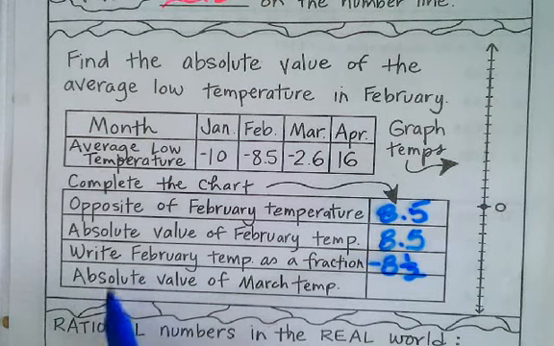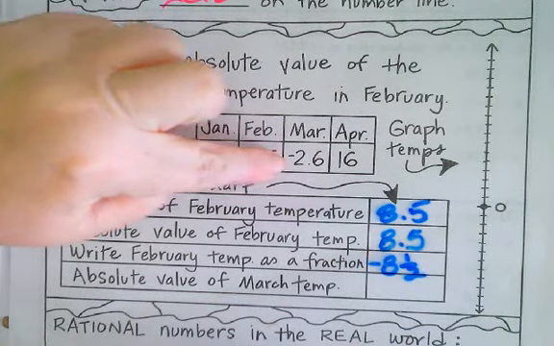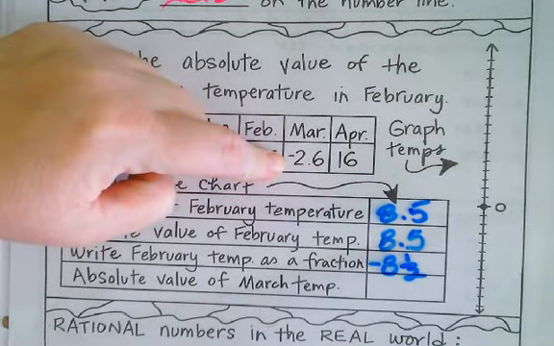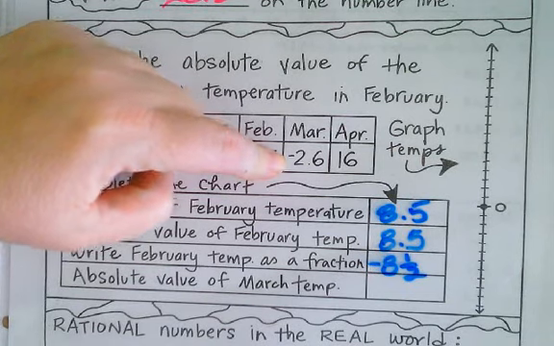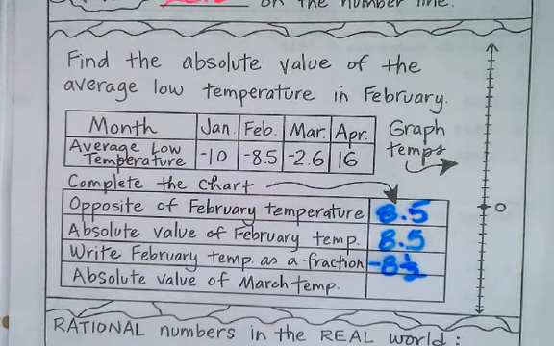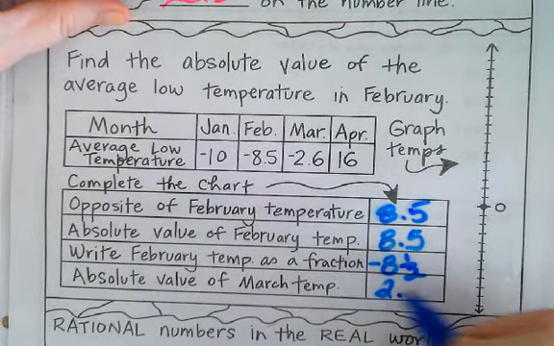And then the last one says, what's the absolute value of the March temperature? Well, again, we have another negative temperature, negative 2.6. So the absolute value of March temperature is 2.6.